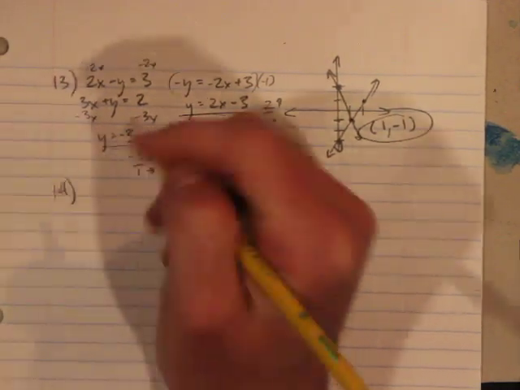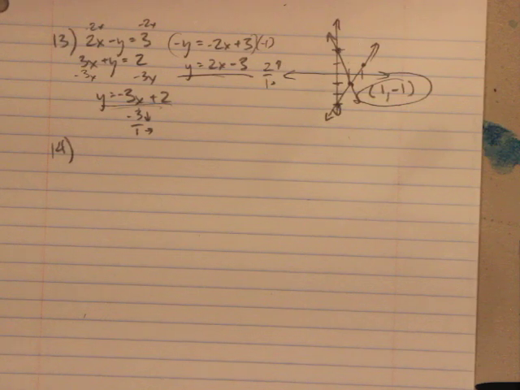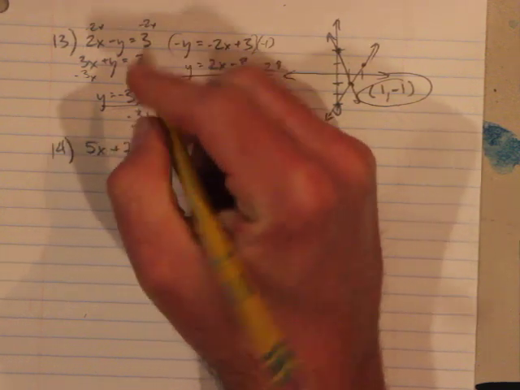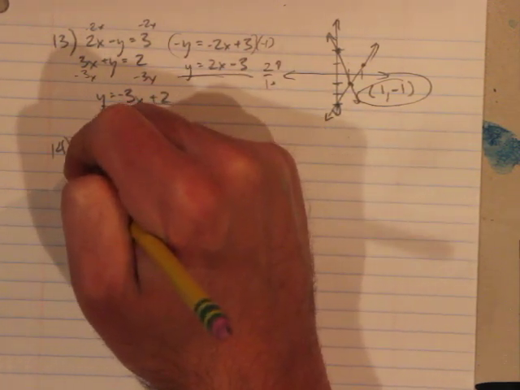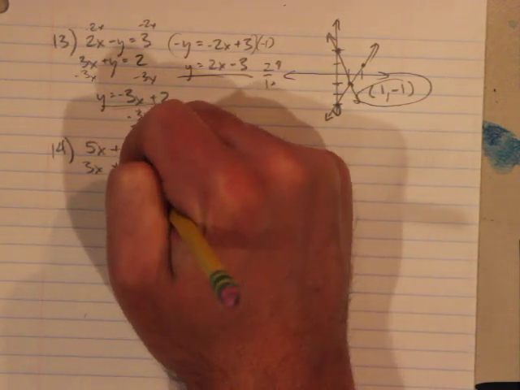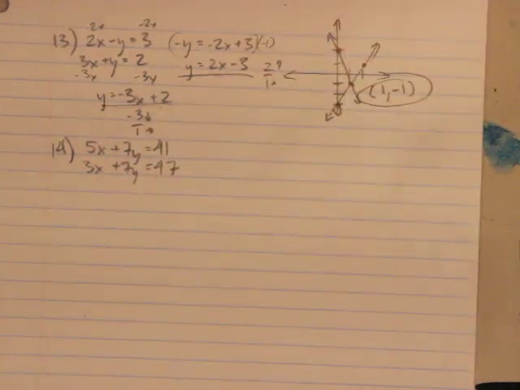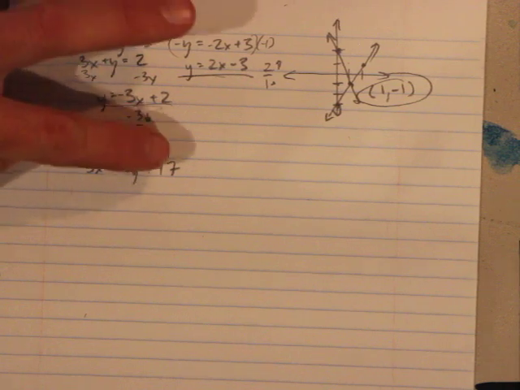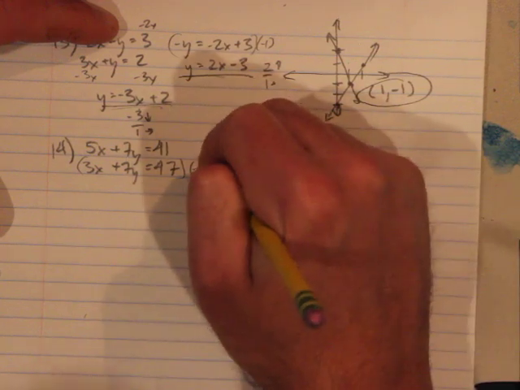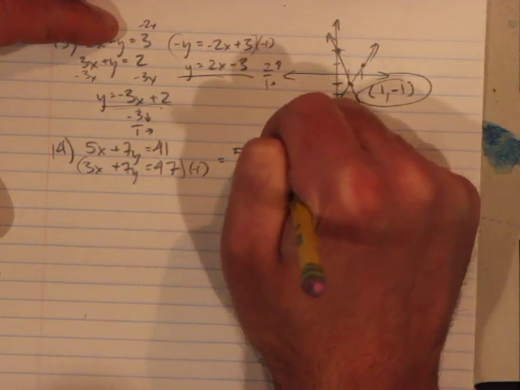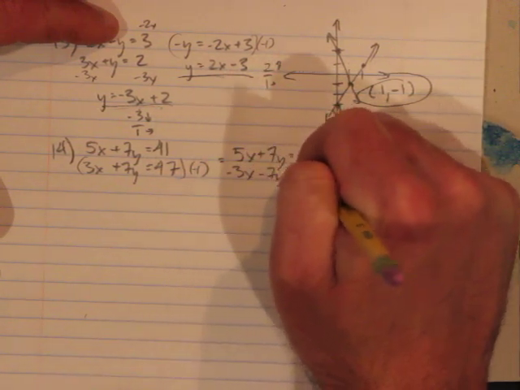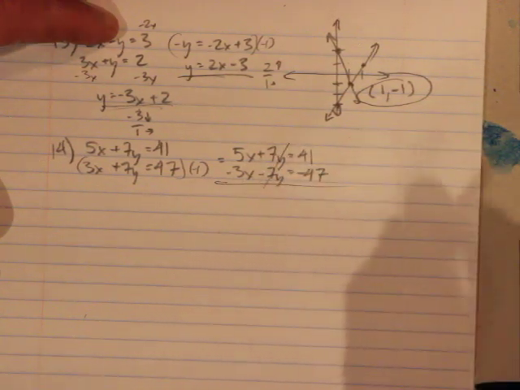Number 14, use elimination for this one. 5x plus 7y equals 41, and 3x plus 7y equals 47. All right, now I have to multiply one of these by -1, and I'm going to multiply this guy by -1. So that gives me 5x plus 7y equals 41 over -3x minus 7y equals -47. And so that eliminates the y's.